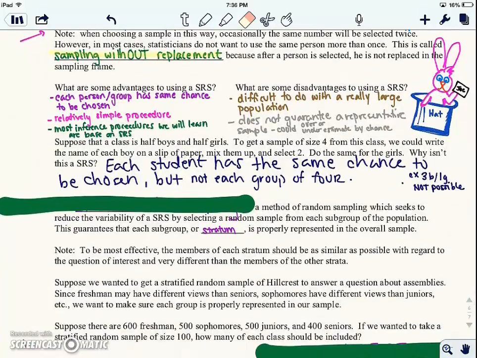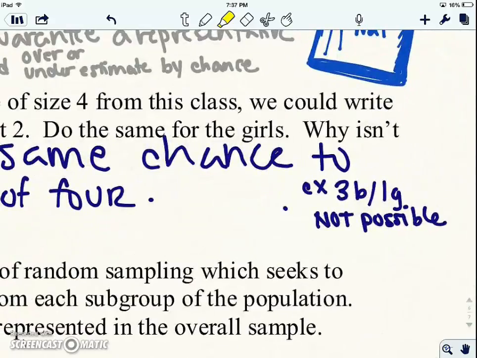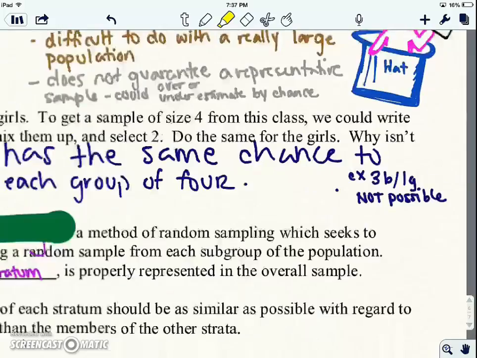So here's an example of a way that doesn't give a simple random sample. Suppose that a class is half boys and half girls. To get a sample of size 4 from this class, we could write the name of each boy on a slip of paper, mix them up and select 2, and do the same for the girls. This isn't a simple random sample, because each group of 4 is not equally likely to be picked. Each student has the same chance of being picked, but a group of 4 that is 3 boys and 1 girl isn't possible when you split it up 2 boys, 2 girls. So it has to be that idea.